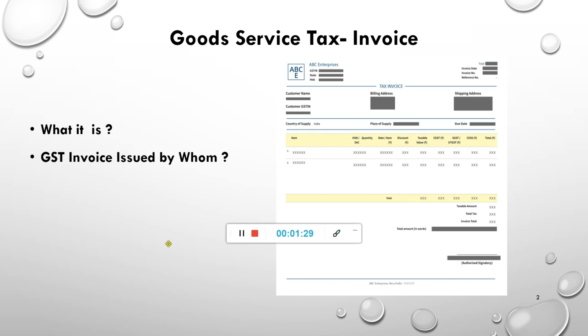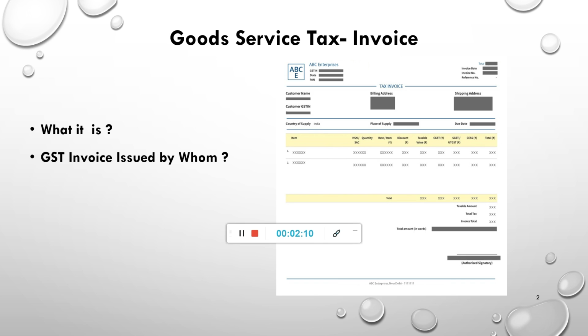Under the GST regime, a tax invoice means the tax invoice referred to in Section 31 of the CGST Act 2017. This section mandates issuance of an invoice or a bill of supply for every supply of goods or services. It is not necessary that only a person supplying goods or services needs to issue an invoice. The GST law mandates that any registered person buying goods or services from an unregistered person needs to issue a payment voucher as well as a tax invoice.